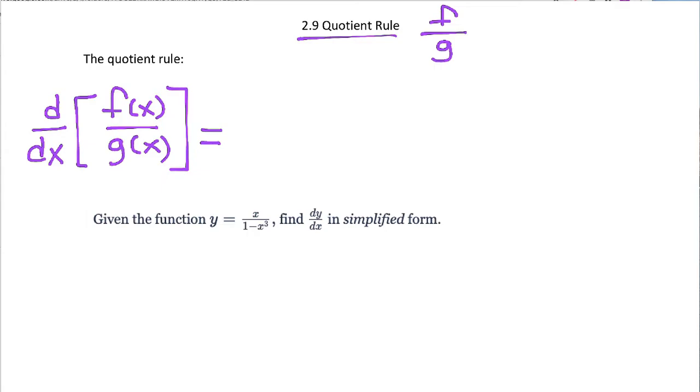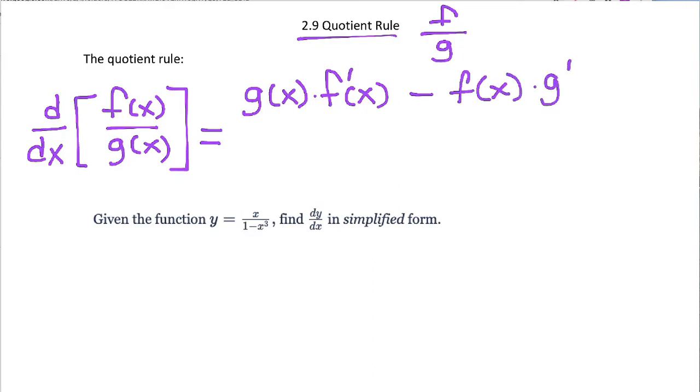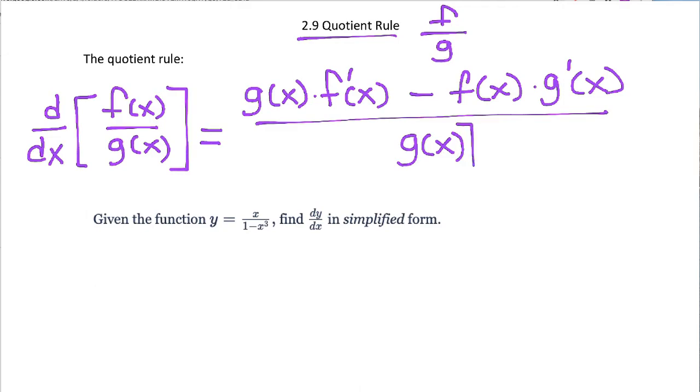The quotient rule says you take the bottom function, whatever it is, times the derivative of the top function, minus the top function times the derivative of the bottom function, all over the bottom function squared. Okay?